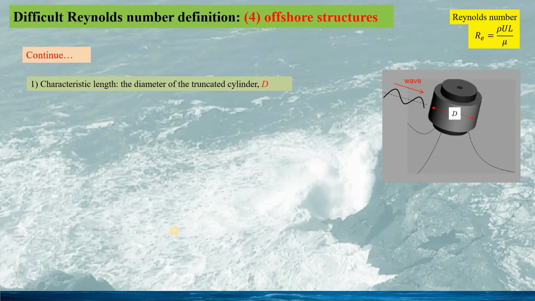To decide the Reynolds number, we first decide the characteristic length. It would be the diameter d for this truncated cylinder. The other length in this example might be the draft of the cylinder, but it is not as important as the diameter in terms of the structure motion under the wave action.